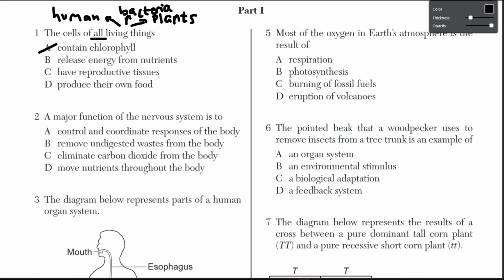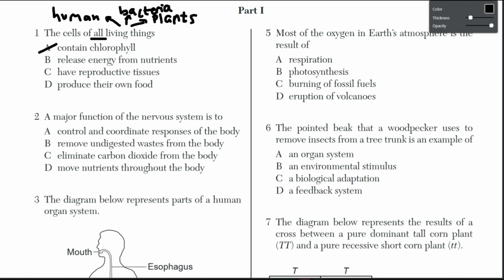B, release energy from nutrients. So let's think about this one as well. Us humans, we do take in sugar and make ATP, or energy, from that sugar. Plants go through photosynthesis, they build sugars that way, and they also go through cellular respiration, or the formation of ATP. So we do have some commonality with B throughout all of our cells. But let's continue on. We'll maybe keep that one in mind.